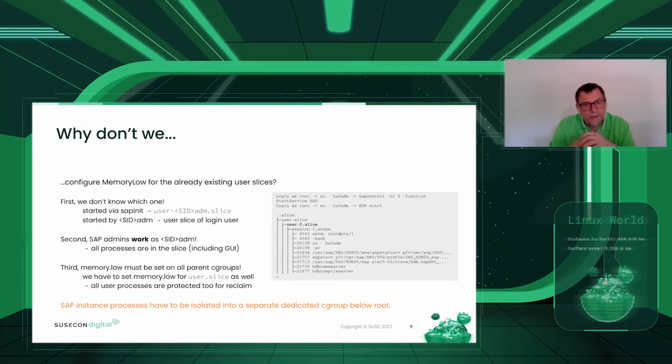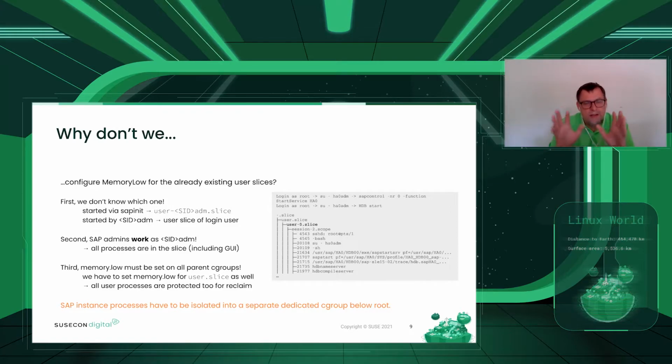And the third, more difficult problem is the way memory.low works. You have to set memory.low on all the parent cgroups. And this is a big problem because the user slice for a specific user is in a hierarchy in a user slice session, and there is the user slice where all user slices reside. So we would have to set memory.low for that too, so we could protect all user logins from being swapped out just because we want to protect SAP instances.